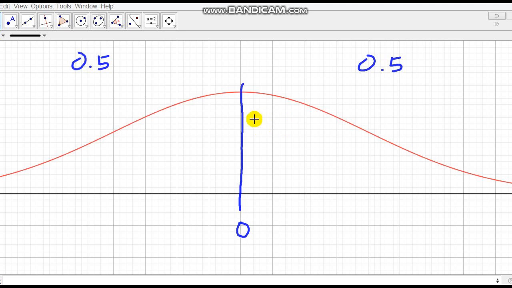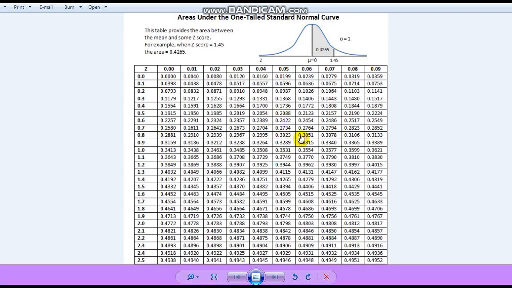So what we're going to do is determine an area in between two particular z-scores, or to the left or to the right of a z-score. In order for us to do that, we have to use the table of areas under the normal curve. Here's an example of the table of areas under the normal curve. This is also found in Appendix A of your book.